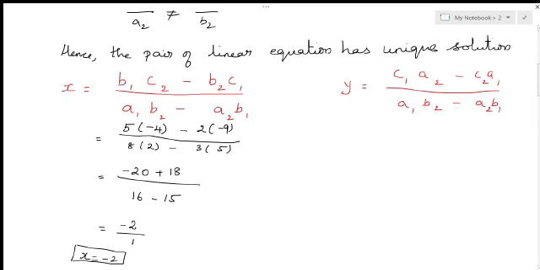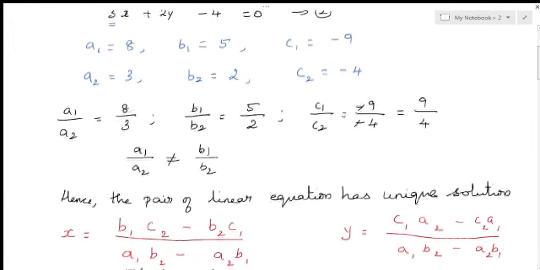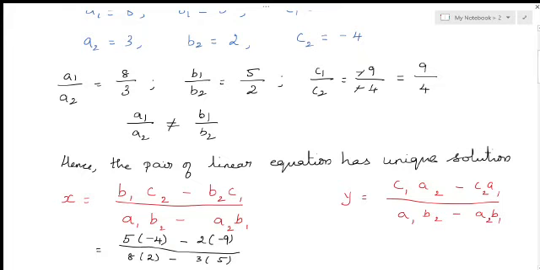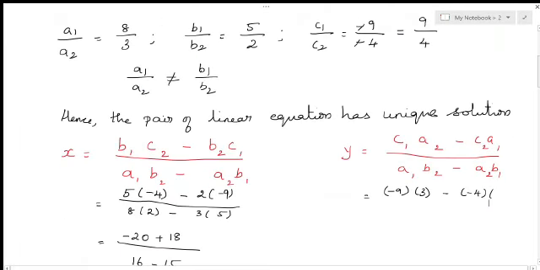Let me find out y. Just substitute the values again. c1 is minus 9 into a2 is 3 minus c2 is minus 4 and into a1 is, what's our a1? It is 8. Divided by a1 is 8 into b2 is 2 minus a2 is 3, b1 is 5.